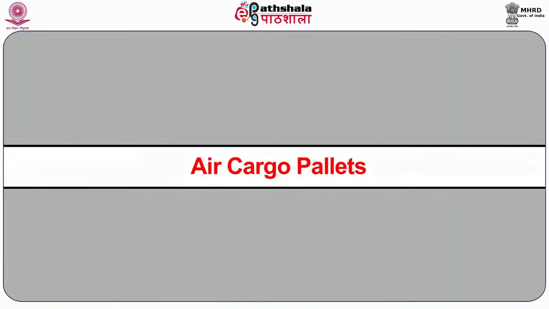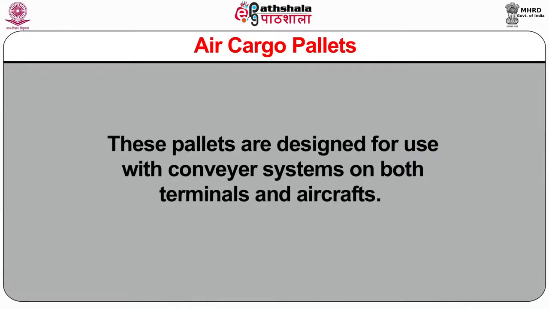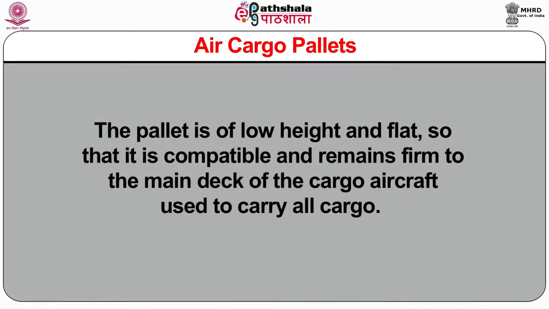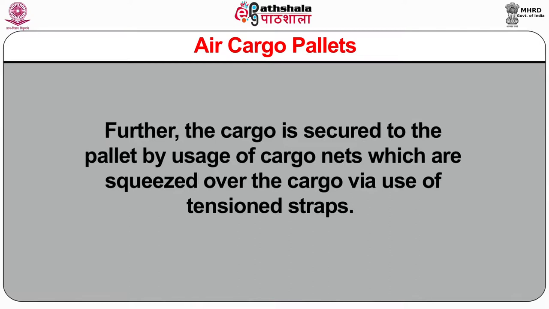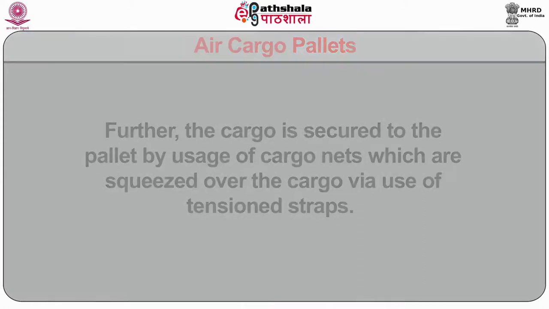Air cargo pallets. These pallets are designed for use with conveyor systems in both terminals and aircraft. The pallet is of low height and flat so that it is compatible and remains firm on the main deck of the cargo aircraft used to carry all cargo. Further, the cargo is secured to the pallet by the use of cargo nets, which are squeezed over the cargo via tensioned straps.